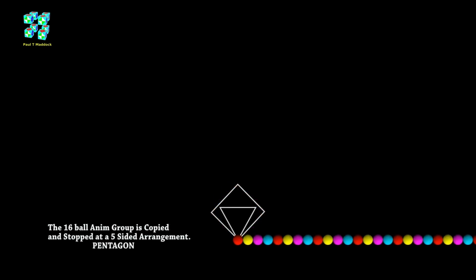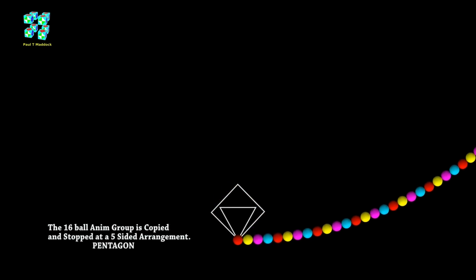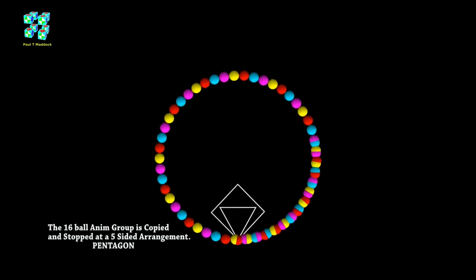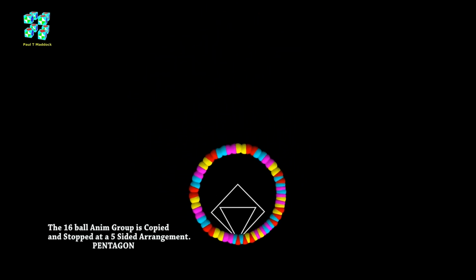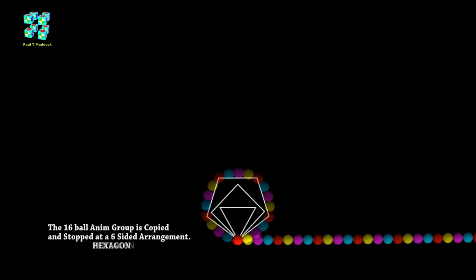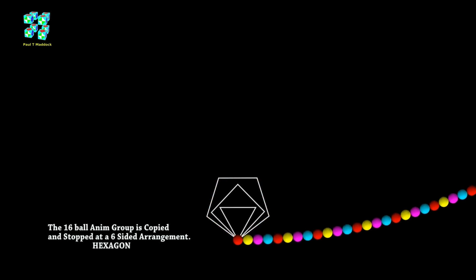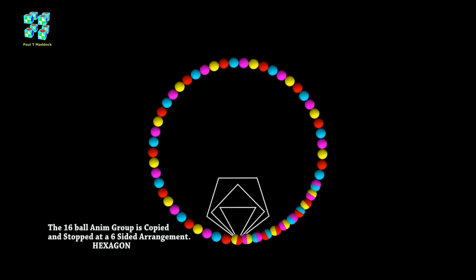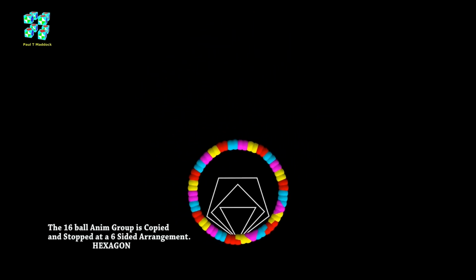Because I made a load of copies of that 16 ball string, that is why she's spinning around until it comes down to the 18 degrees. Okay, I'm going to make a copy of that anim, and then I'm going to do the same, and then I'm going to stop it at a pentagon. Okay, she spins right down to a pentagon, no problem. And then I'm going to do exactly the same, and I'm going to stop it on a hexagon.